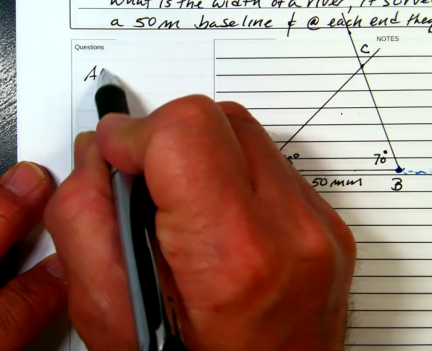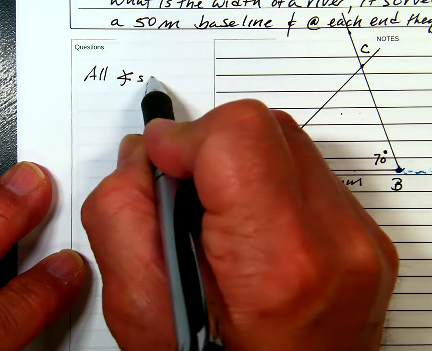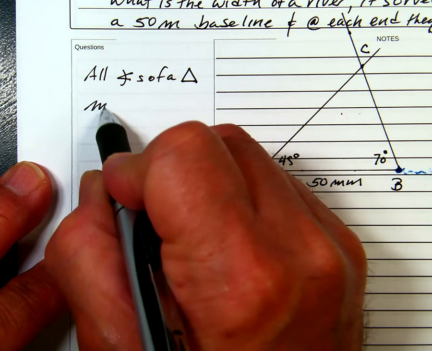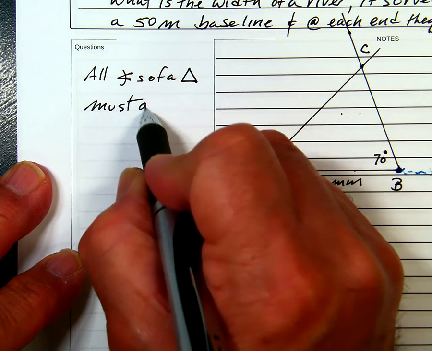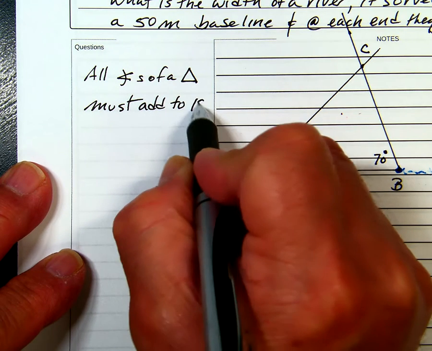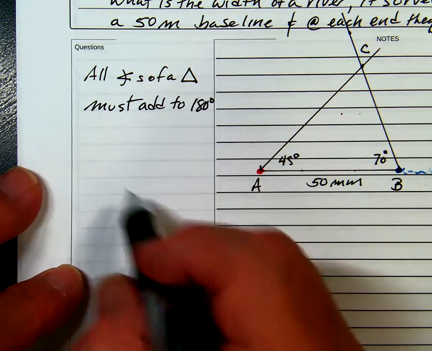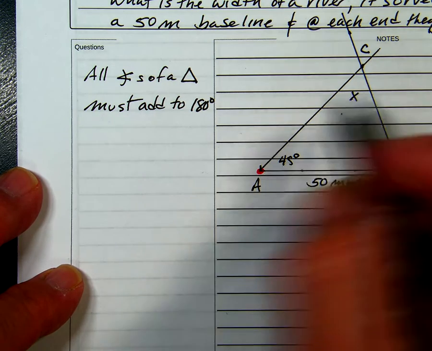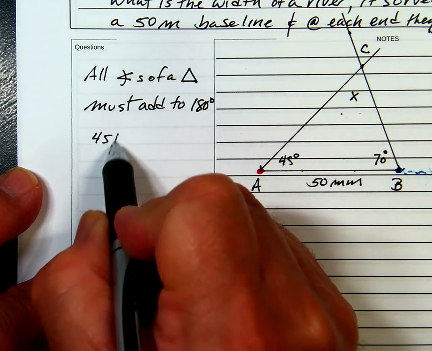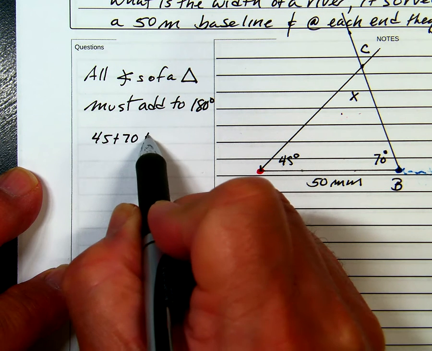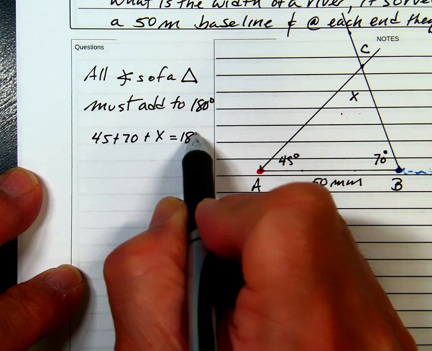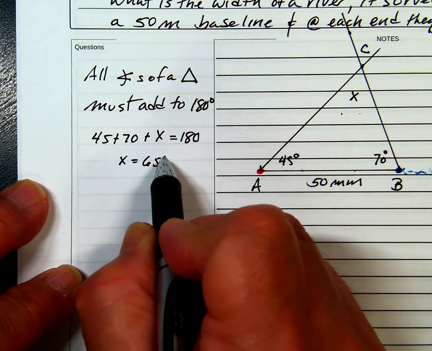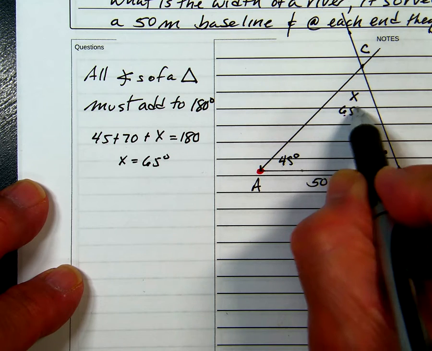So all angles of a triangle must add to 180. Okay, so what is this angle here? If I call that angle X, it would be 45 plus 70 degrees plus X equals 180. So X, if you solve for that, would be 65 degrees. So that's 65 degrees. That's easy enough.